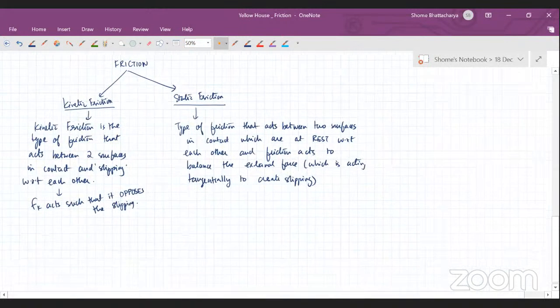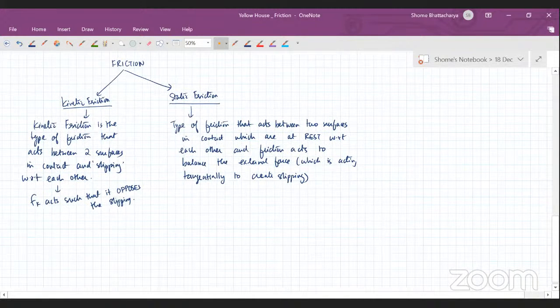Okay. So as you can see in the previous examples, in the first example, we had a situation where the block was at rest with respect to the ground, but it had a tendency to slip because there was an external force acting on the block horizontally, and but for friction, the block would have slipped. Okay, but why was it not in a state of slipping? Why was its velocity zero and acceleration zero? Because the static friction was able to balance the external force.